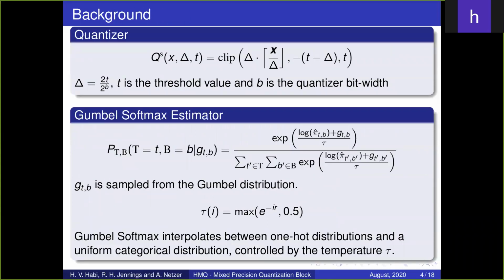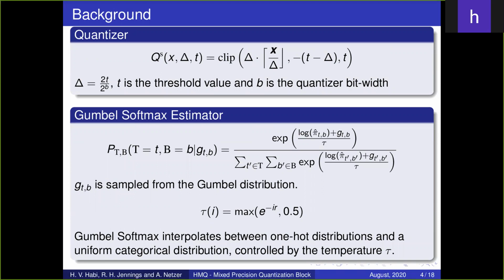Every uniform and symmetric quantizer can be parameterized by any two of the three parameters: threshold, step size, and bit width. The HMQ quantizer is parameterized by threshold and step size and shown in this equation. Note that the quantizer is well defined for any pairs of the values of those parameters.